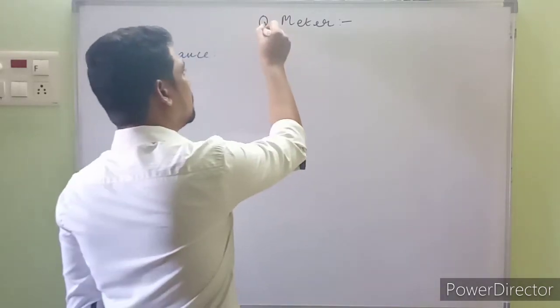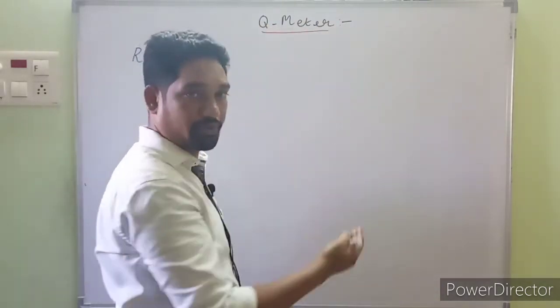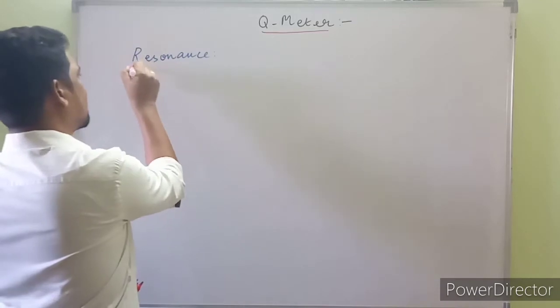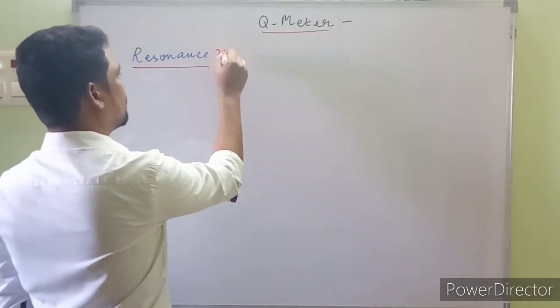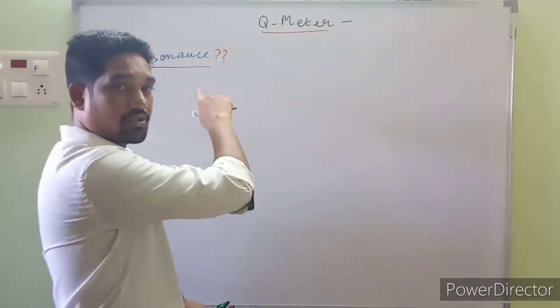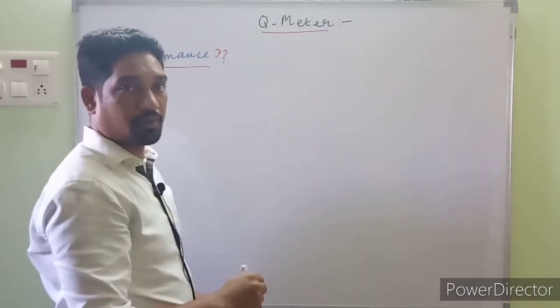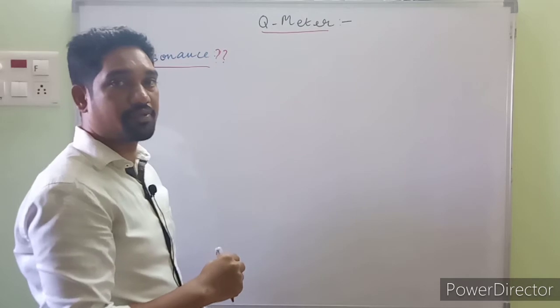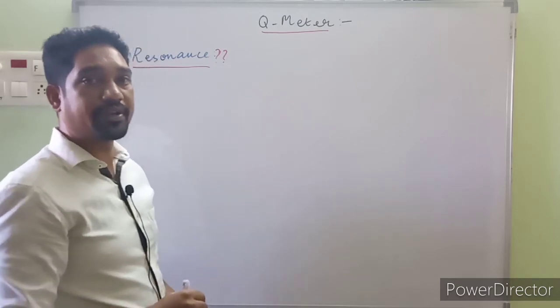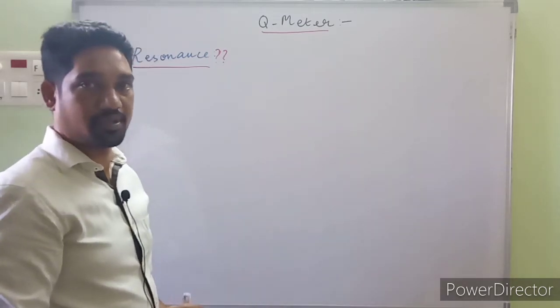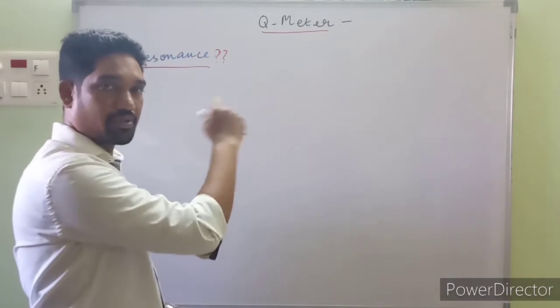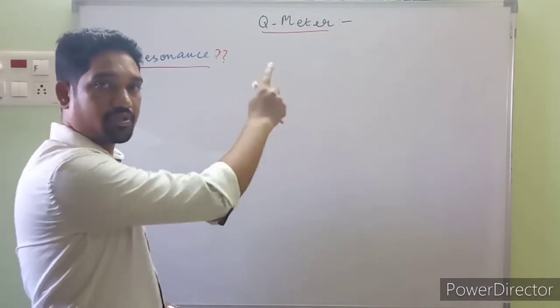What is a Q meter? What is the need for a Q meter? And what is resonance? We often come across the term resonance, and it is very much interlinked with the Q meter. A Q meter is a circuit intended to measure the quality factor of inductors and capacitors, and it works under the principle of resonance.